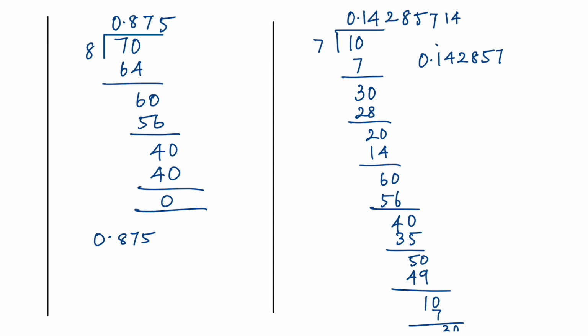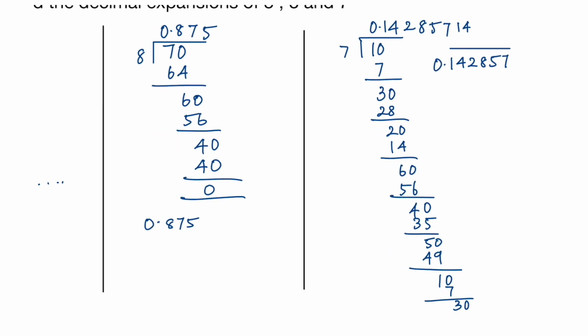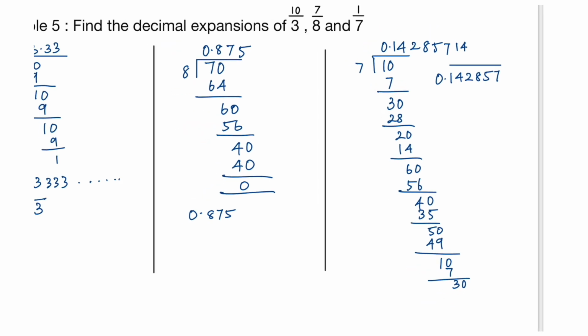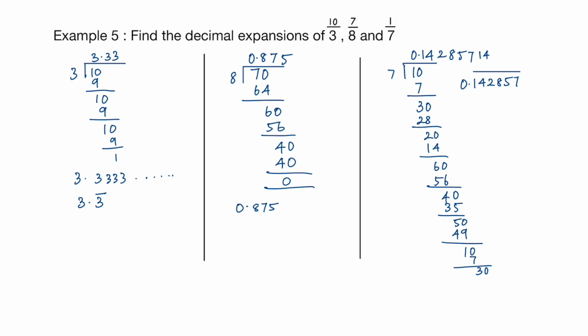So how do we represent such a number? With a bar up top. 0.142857 bar. That is the decimal expansion for this entire block, 142857, which keeps on repeating. Now that is how we represent the decimal expansions of 10 by 3, 7 by 8 and 1 by 7. Now here the first one is non-terminating.